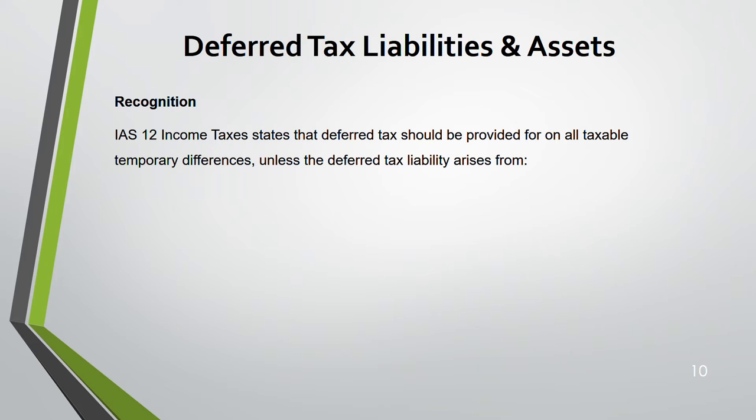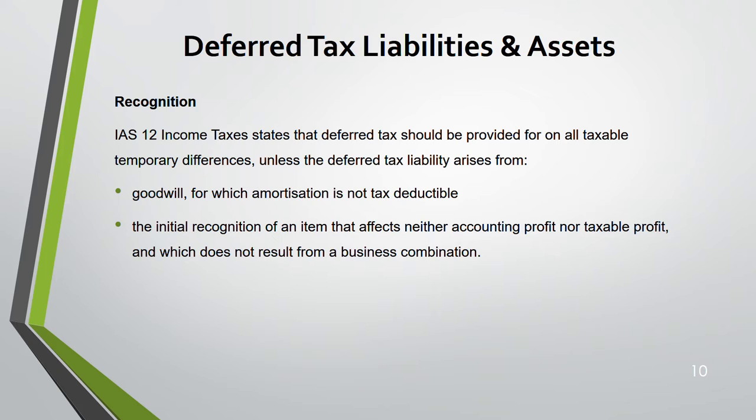Unless the deferred tax liability, first we are going to go through deferred tax liability exceptions, then deferred tax asset. Why? Because deferred tax asset is more strict. We have one additional rule there, that's why. So unless deferred tax liability arises from two things. Number one, goodwill. Goodwill for which amortization is not tax deductible. If it is so, deferred tax is not calculated. Second scenario is when you initially recognize an item, it does not affect accounting profit, nor does it affect your taxable profit, and which does not result from a business combination, not because of some acquiring subsidiary, joint venture or associate, no. Then you do not recognize deferred tax liability under these two conditions. We're definitely going to do a question to understand it better.